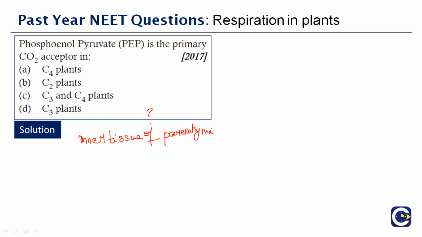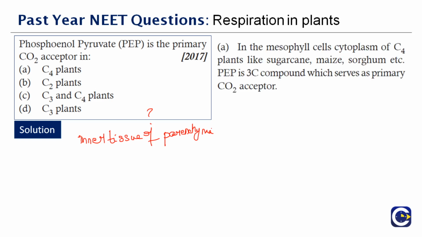The correct answer to this question is option A, C4 plants. Okay, in the mesophyll cell cytoplasm of C4 plants like sugarcane, I'm giving you examples here. C4 plants include sugarcane, maize, sorghum, etc., where the phosphoenol pyruvate is a primary carbon dioxide acceptor. Therefore, the correct answer to this question is option A, C4 plants.